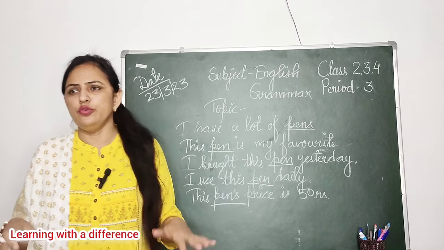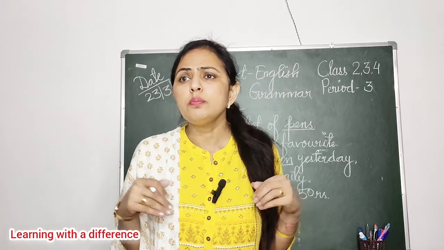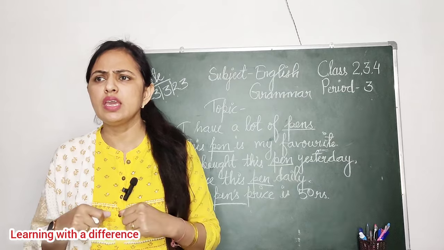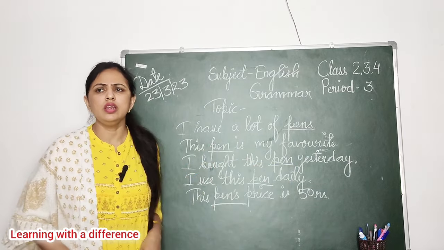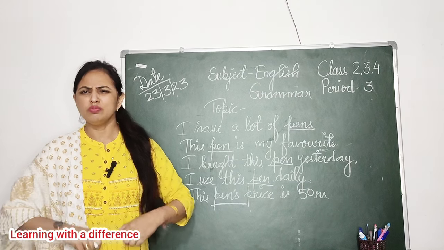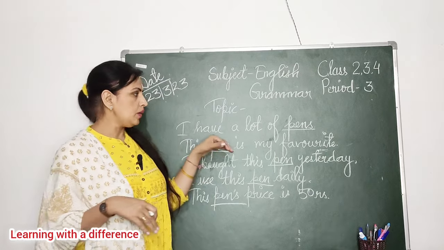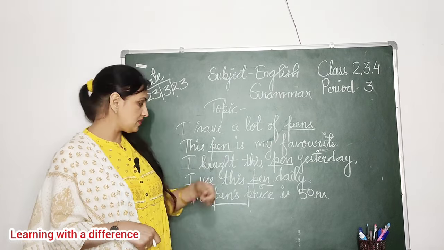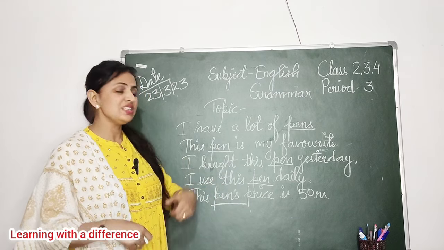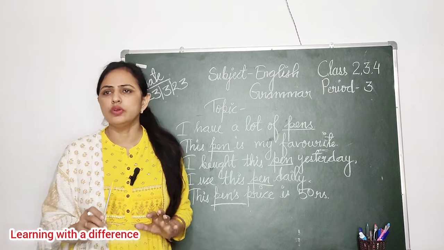So, see carefully. Aap sab bachche dhyan se dekho. Here what ma'am did. Ma'am ne kya kiya hai? I repeated pen in every line. Ye sunne mein bahut awkward nahi lag raha hai? Awkward lag raha hai na? I have a lot of pens. This pen is my favorite. I bought this pen yesterday. I use this pen daily. This pen's price is 50 rupees. So ye sunne mein bahut awkward lag raha hai.